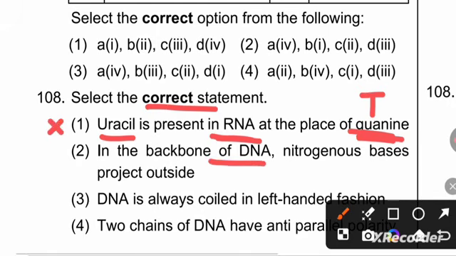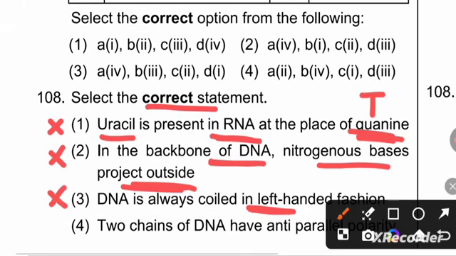In the backbone of DNA, nitrogen bases project outside. No, they project inside. DNA is always coiled in left-handed helix. It is wrong. DNA is always coiled in right-handed helix. Two chains of DNA have anti-parallel polarity. This is right. One is in 5' to 3', another in 3' to 5'.